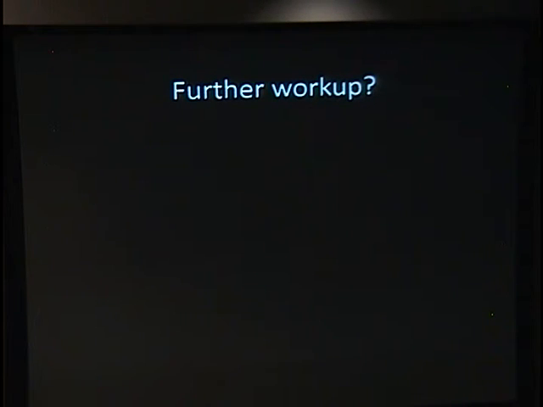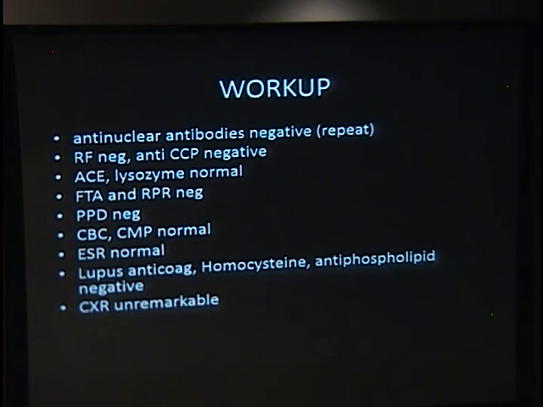What are you thinking of with that? First shot. Okay. So, the workup, her ANA is negative. We got the ANA and some rheumatological testing because of the deformities in her hands, just to rule out rheumatoid arthritis, since this would not be a typical presentation. Her ACE and lysozyme were normal, FTA and RPR were negative, her PPD was negative, ESR is normal.